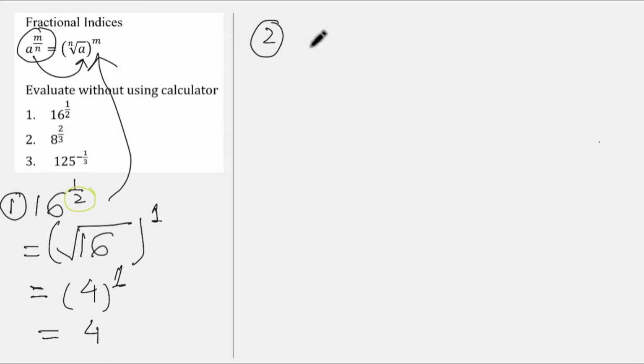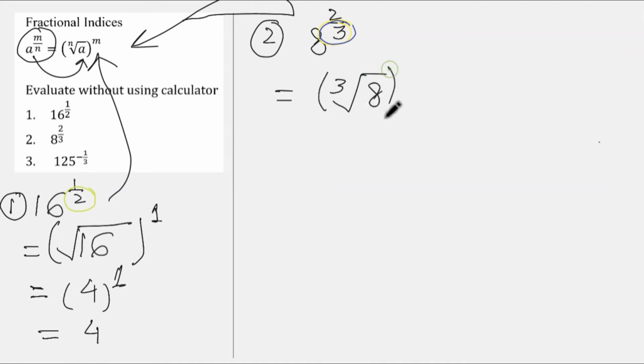Question number 2 is 8 to the power 2 by 3. Again using the same rule, your denominator is now 3. Your denominator will form the root, and your numerator will go to the power, or the index. So this will be the third root or cube root of 8, and the power outside will be your numerator, which is 2.